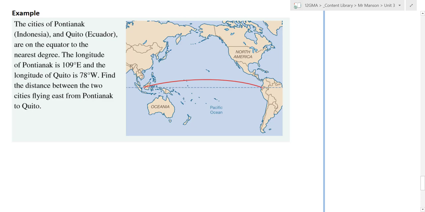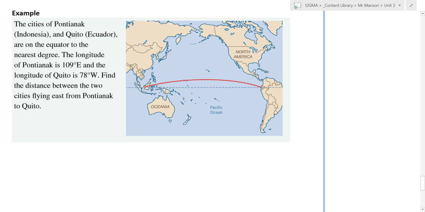You have to be careful of a question like that. If it says fly east, we're not talking about the shortest distance now. We're talking about the distance based on their specification. So here's there's North America there. So we're flying this way, east from Indonesia. It takes us over the international date line.